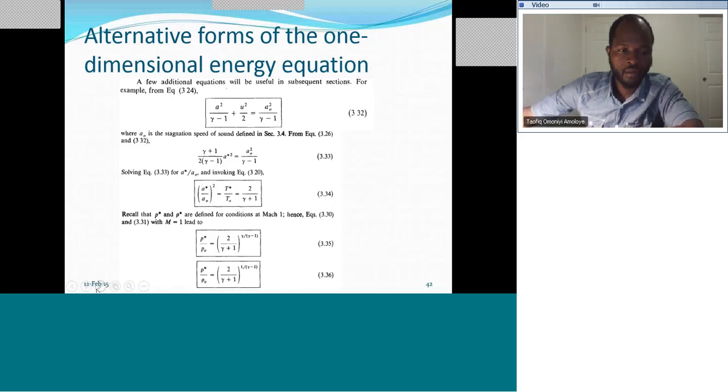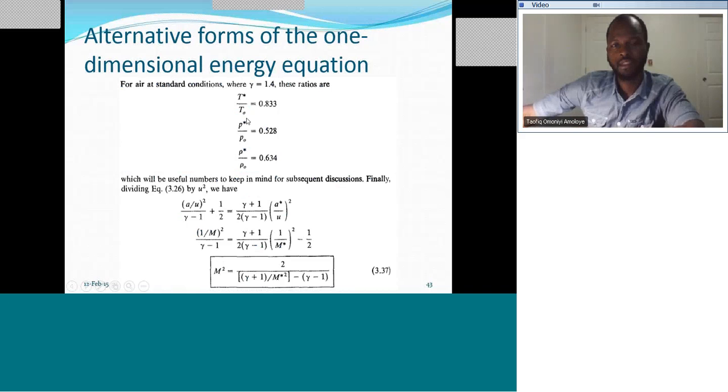So T star over T naught is equal to 0.833, P star over P naught equals 0.528, rho star over rho naught equals 0.634. And they are useful numbers. You should try to keep them at your fingertips. They are quite useful and will be used quite often.